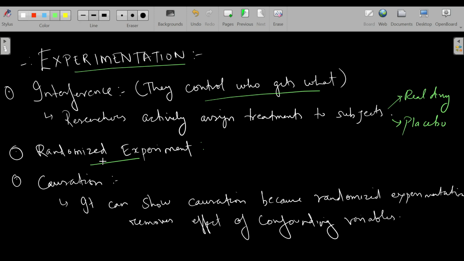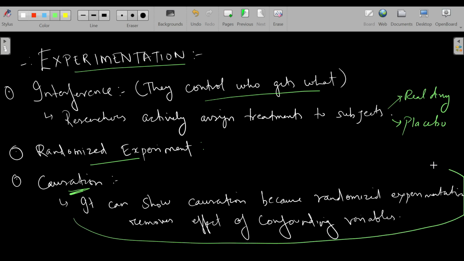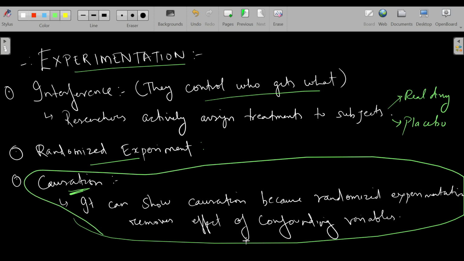I think this will require a separate video to explain, so we will cover this in a separate video. Finally, causation. It can show causation because randomized experimentation removes the effect of confounding variables. We will understand the concept of confounding variables and how the effects are removed in a separate video. We'll also understand the concept of randomized experimentation in a separate video.